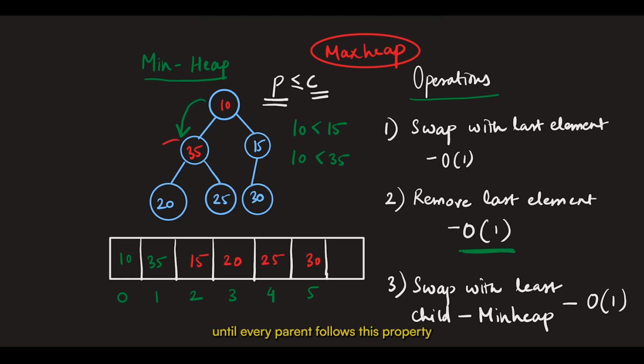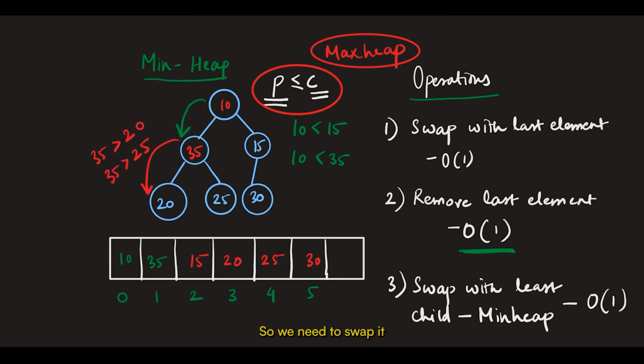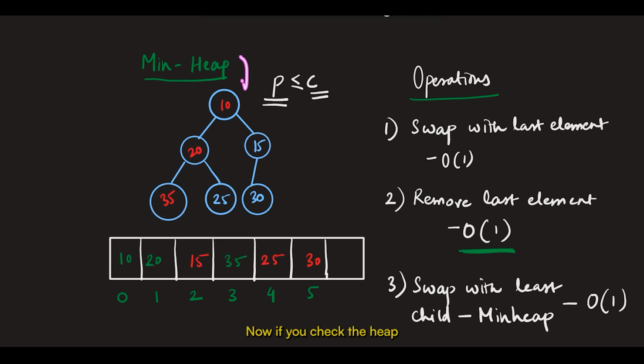Again, we repeat the process until every parent follows this property. That is, P less than or equal to C. Now in the case of 35 again, we can see that 35 is greater than 25 and it is greater than 20 as well. So we need to swap it, and we swap it with the least child, which in this case is 20. So we swap 35 with 20. Now if you check the heap, we'll see that every node will follow the property that P is less than or equal to C for any parent P and any of its child C. Hence we don't need to go any further.